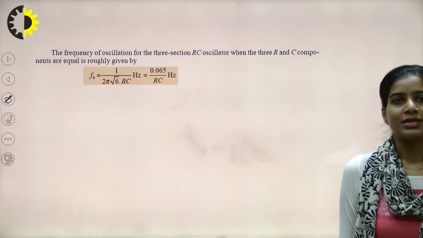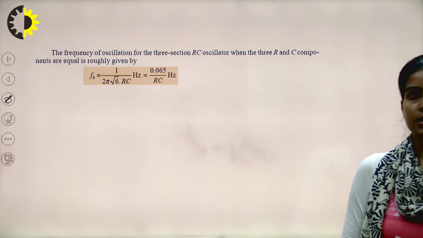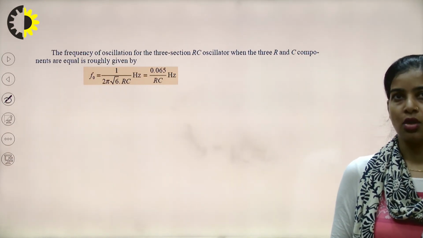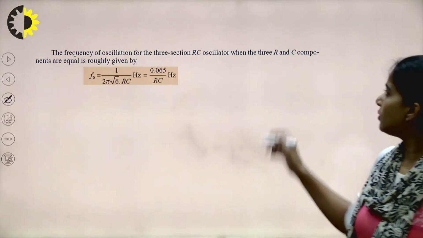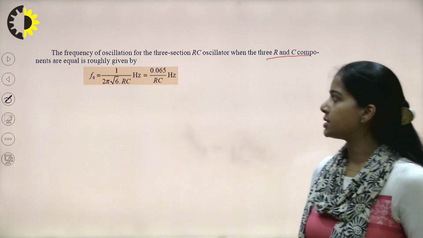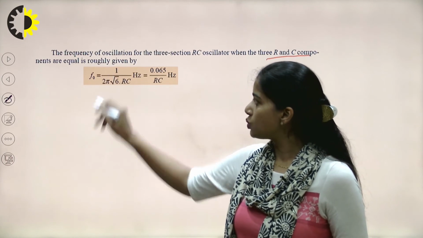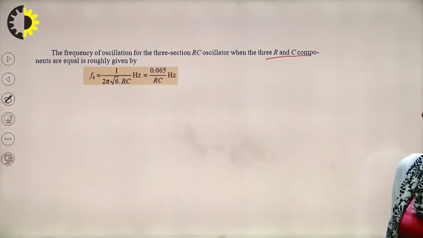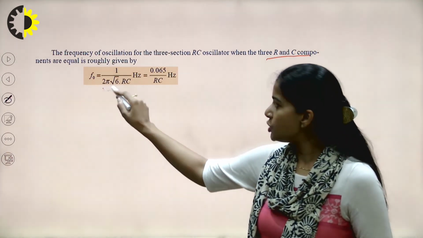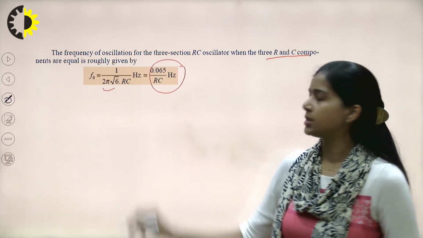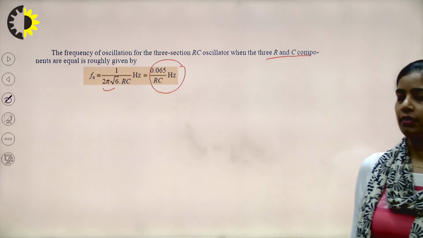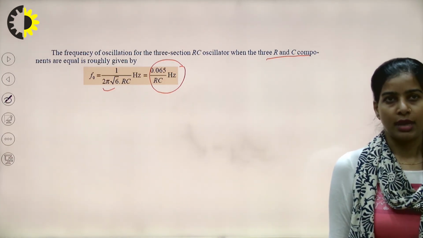So the frequency of oscillations for this 3-section RC oscillator, when the three R and C components are equal, can be given as 1/(2π√6 RC) hertz. If we simplify these numerical values, then we get it as 0.065 divided by RC.